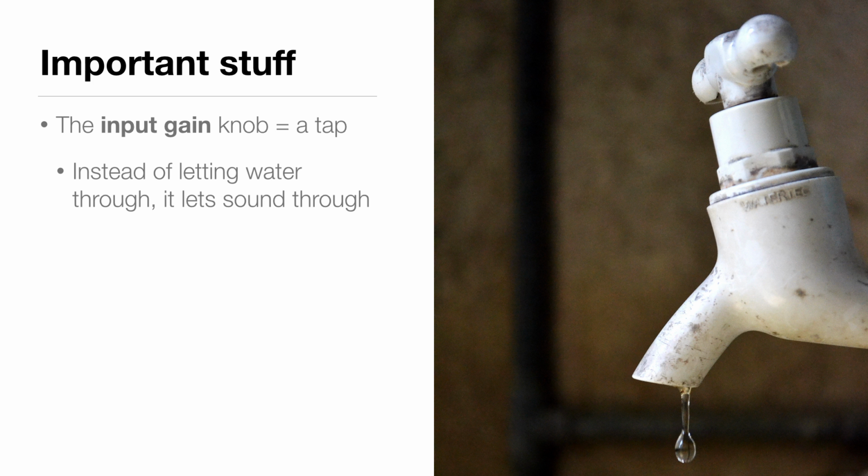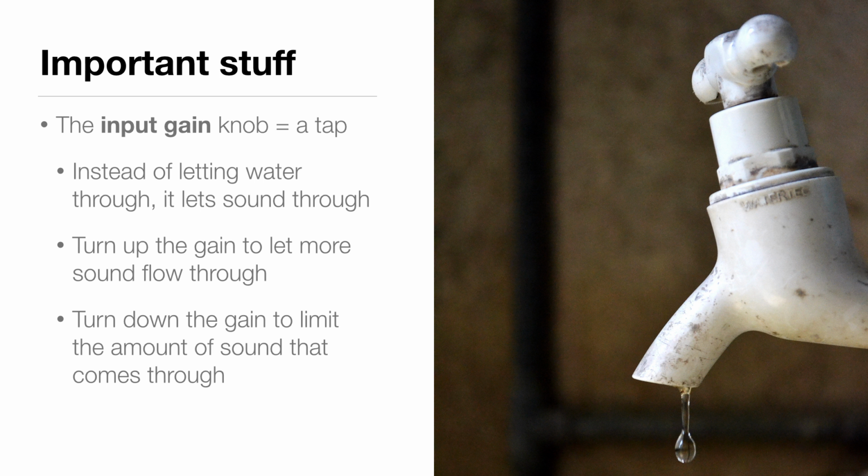If there's not a lot of water pressure, you have to open up the tap further to get the water through. Likewise, if the sound you're recording is quiet, you have to turn up the gain to let more sound flow through. On the other hand, if there's a ton of water pressure, you might need to turn the tap down to control the flow. Likewise, if you're recording a loud sound, you'll need to turn down the gain to limit the amount of sound that comes through.